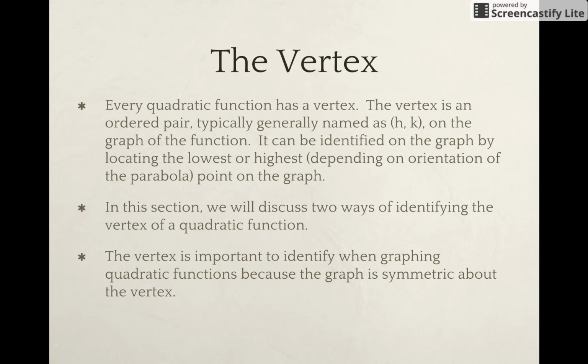The vertex is important to identify when graphing quadratic functions because the graph is symmetric about the vertex, so it's the same on both sides. It's also important because our xy table may not show where the graph goes either to the lowest point or to the highest point. And so knowing where that is allows us to make a better sketch of the graph.